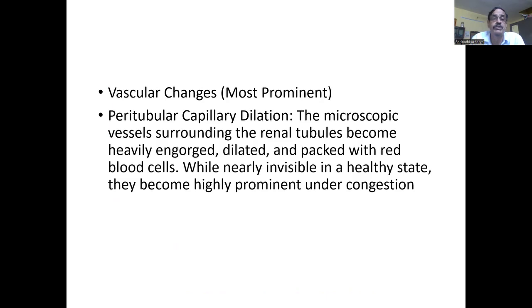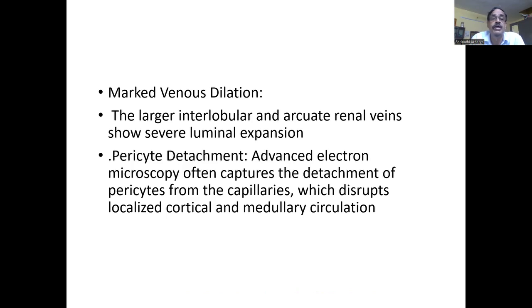The most common is peritubular capillary dilation. The microscopic vessels surrounding the renal tubules become heavily enlarged, dilated and packed with red blood cells. While nearly invisible in a healthy state, they become highly prominent under this condition. Marked venous dilation: the larger interlobular and arcuate renal veins show severe luminal expansion. Pericyte detachment: advanced electron microscopy often captures the detachment of pericytes from the capillaries, which disrupts localized cortical and medullary circulation.